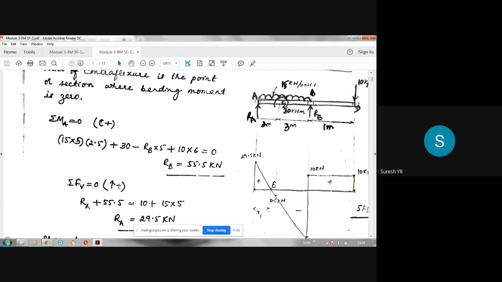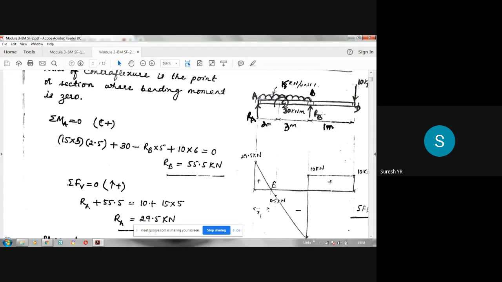Once again, upward forces positive. When you are using this equilibrium equation, upward forces are taken positive, downward forces are taken negative, sum is taken as 0. So now RA is upwards, RB is upwards. So RA plus RB minus 15 into 5. See, because this 15 kilonewton per meter is acting downwards, its value is negative. So minus 15 into 5 is the total load, minus 10, is equal to 0. This 30 kilonewton meter you should not take, because moment you should not consider when you are writing the force equation. This is the force equation, so you should not take this moment.